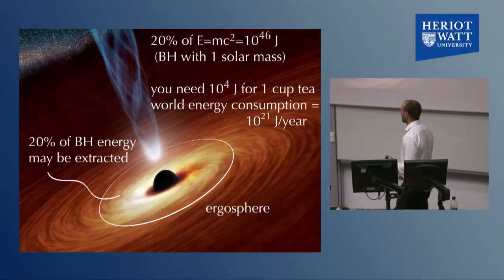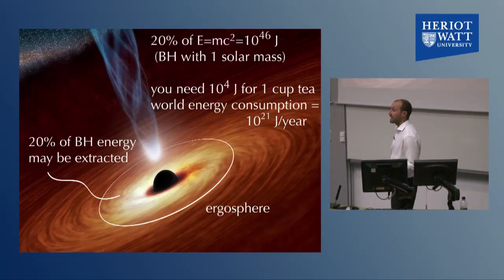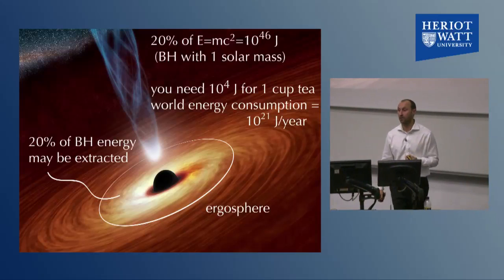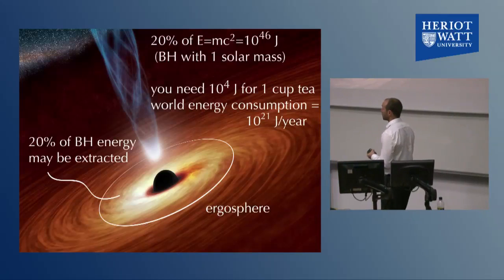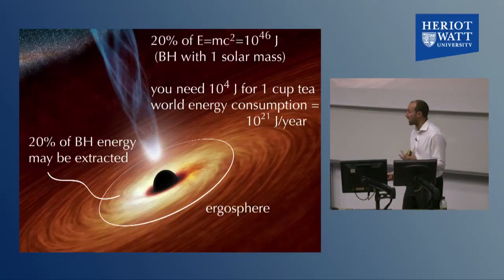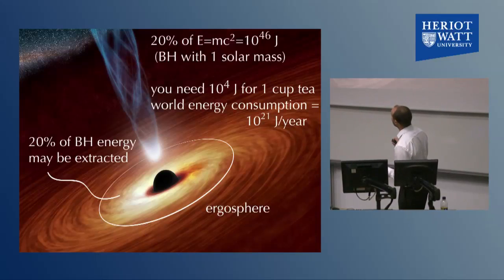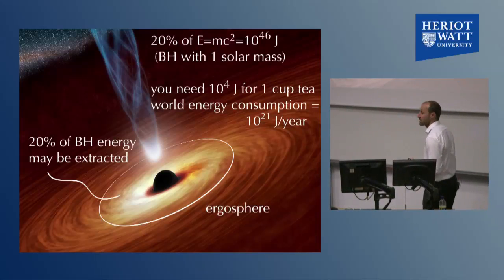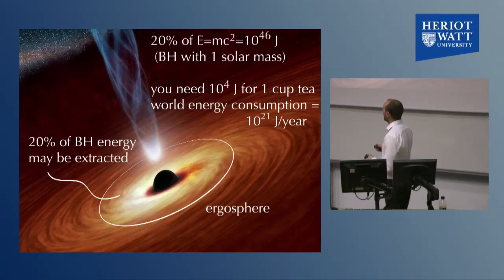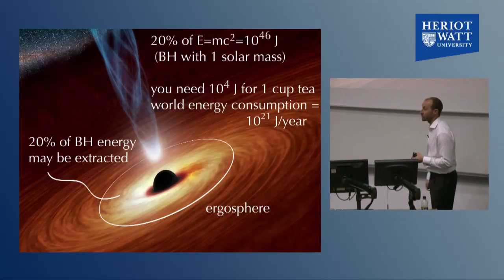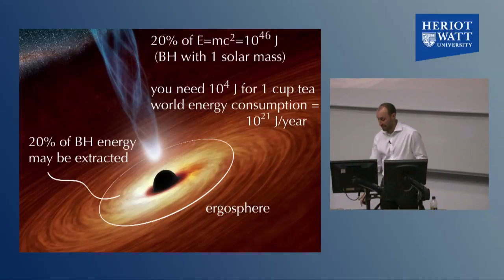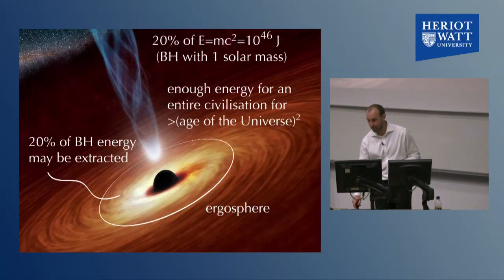So what does that mean? Well, if we just take the energy contained in the mass of the black hole, so it's rather an underestimation, but still we get this huge 10^46 joules. So what does that mean? It's so large it doesn't really mean anything. Well, if you want to make a cup of tea, you need about 10,000 joules. And the world energy consumption is of the order of 10^21 joules. That's a massive amount of cups of tea.